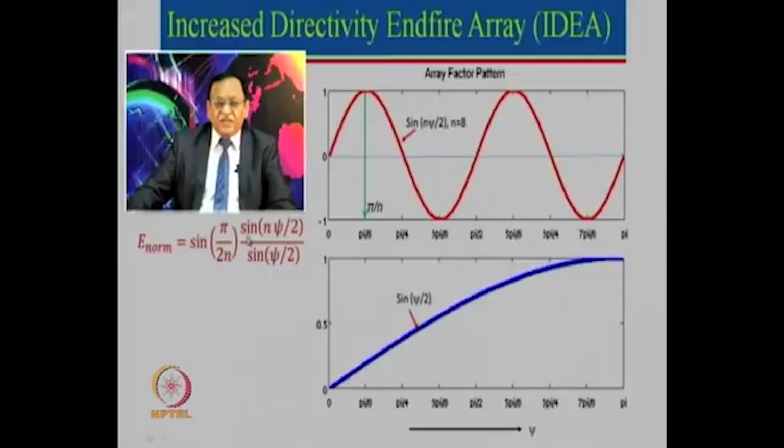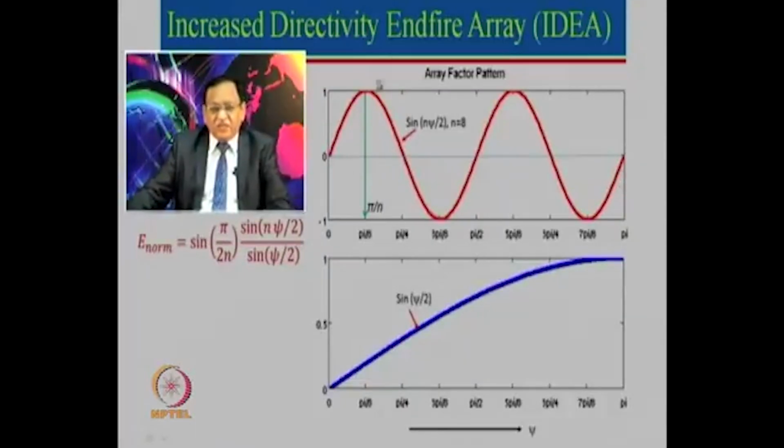What about the numerator? The numerator is sin(n psi by 2), and we have taken an example of n equal to 8. As psi changes, one can see that there are a number of sinusoidal variations. At psi equal to pi, the argument is 8 times pi by 2, and the variation will be close to 4 half cycles, or 2 complete cycles.